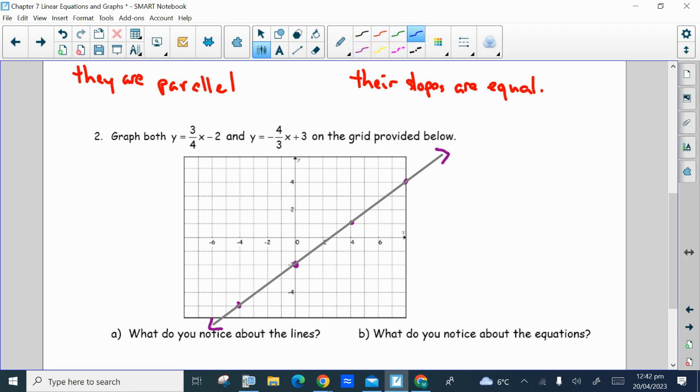Our second line has a y-intercept of +3. Again, it's in slope-intercept form. The y-intercept is +3, and now the slope is -4/3, which means either the rise or the run is negative, not both, because if you make them both negative, you'll have a negative over a negative, which will be positive. So we can rise -4 and run 3.